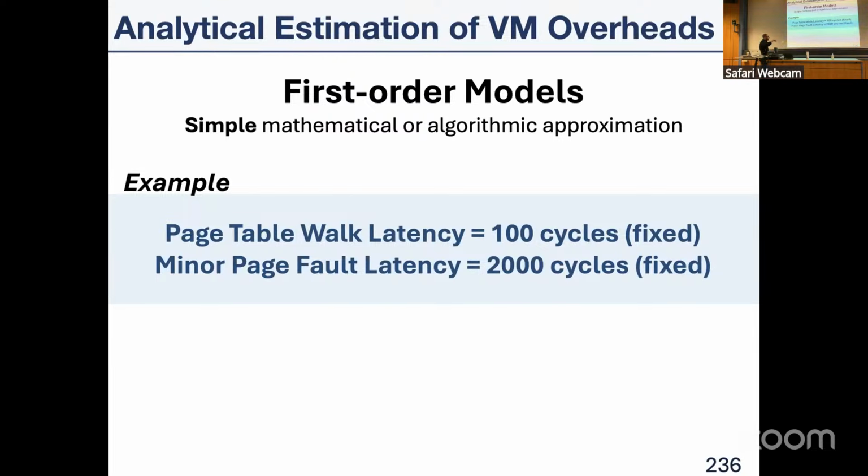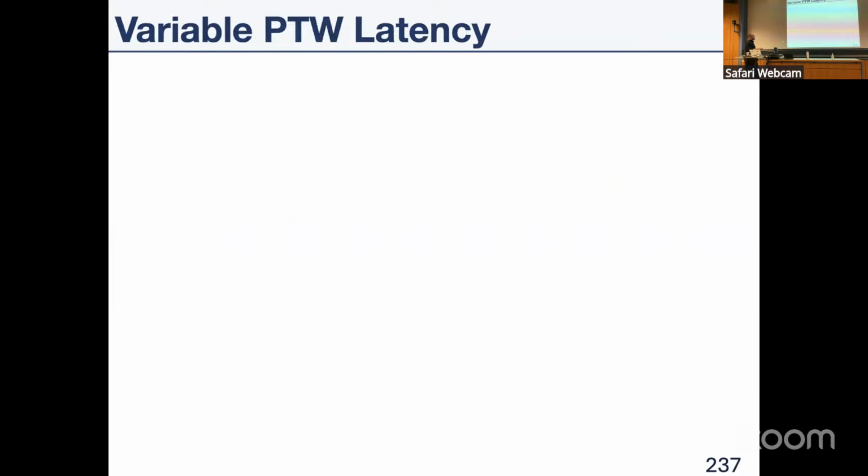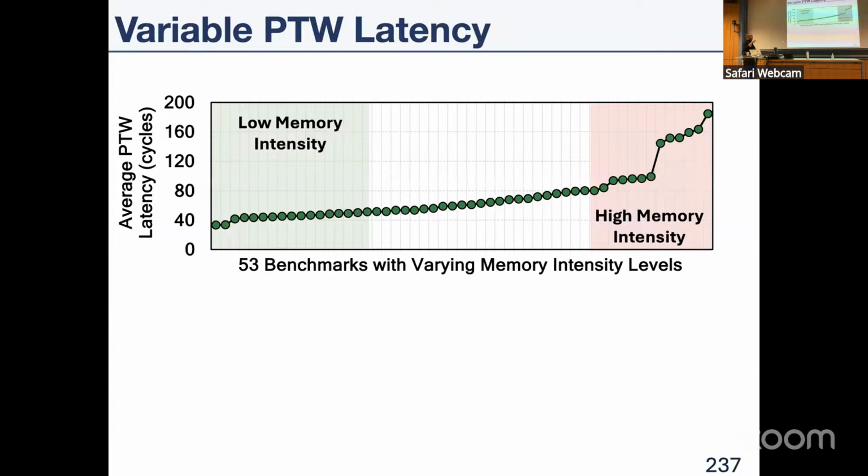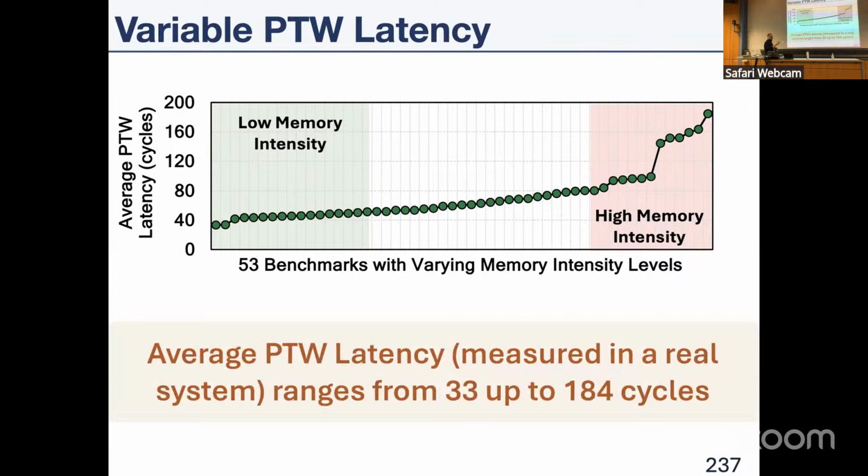Another thing is the minor page fault latency. For example, ChampSim assumes that the minor page fault latency is strictly 2000 cycles. But as I will show you, this is not true. This is not good enough, basically, because as I will show you in this plot, with results from a real system, the average page table walk latency is not static. It ranges from 33 up to 184 cycles. We have very high memory intensity workloads here that face very expensive page table walks, and the lower intensity workloads face a much faster page table walk. So you cannot simply go and fix the page table walk latency, right?